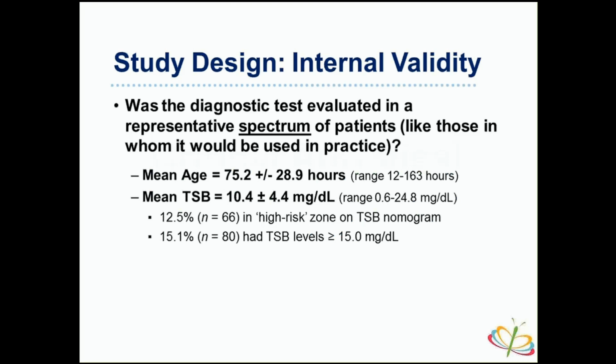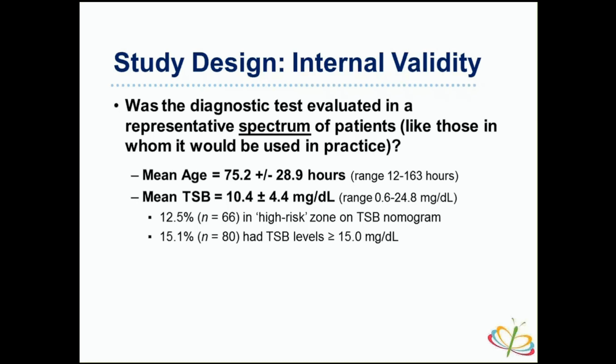with a range of 12 to 163 hours old. They also reported a total serum bilirubin of 10 plus or minus 4, with a range of 0.6 to 29 milligrams per deciliter of the total serum bilirubin. 12.5% were in the high-risk zone on the total serum bilirubin nomogram, and 15% had a total serum bilirubin greater than or equal to 15 milligrams per deciliter.